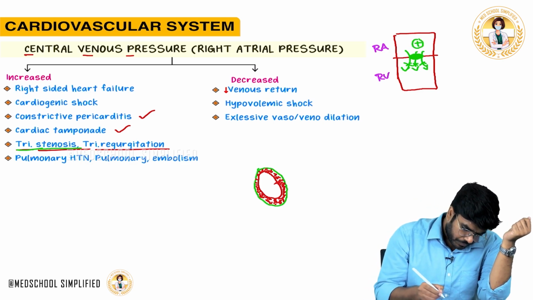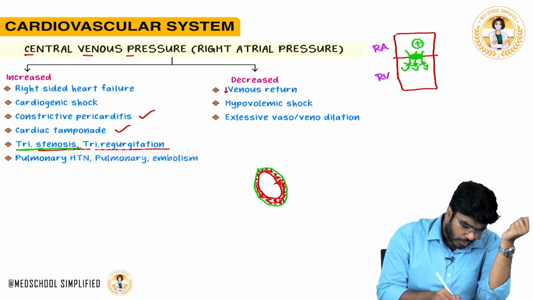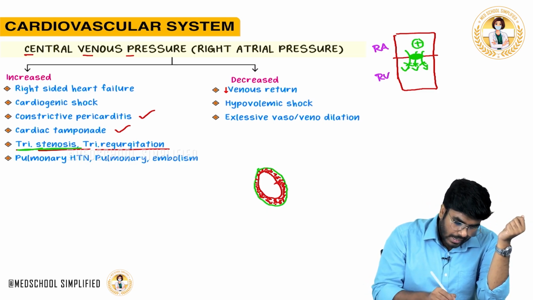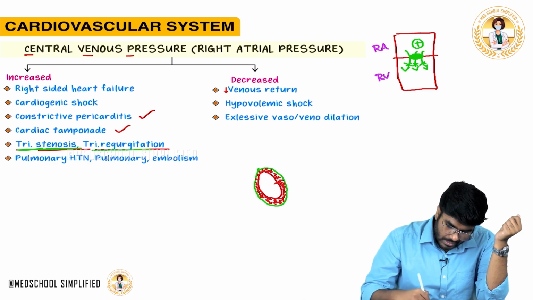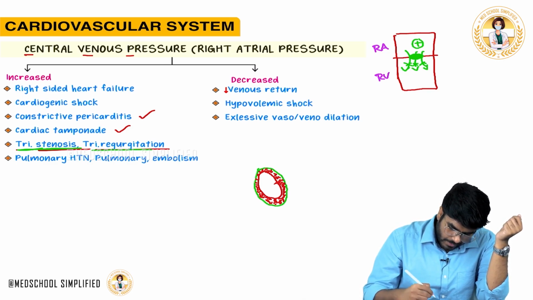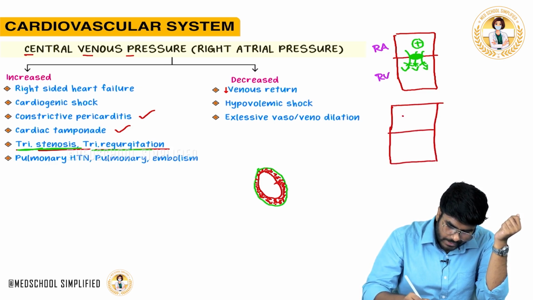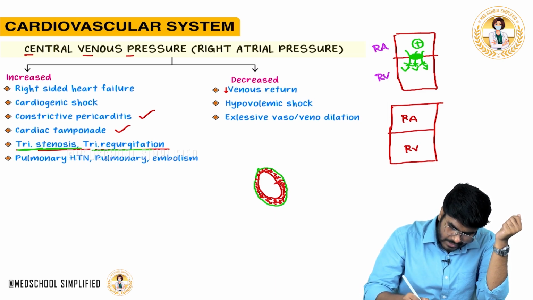So, automatically central venous pressures are going to be increased in tricuspid stenosis. And in tricuspid regurgitation, what happens? Let me try it again here. This is the right side of the heart. Here is the right atrium. Here is the right ventricle. The valve which is present in between them is the tricuspid valve.